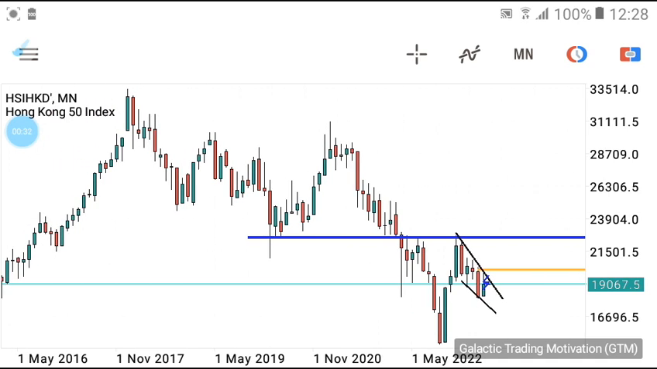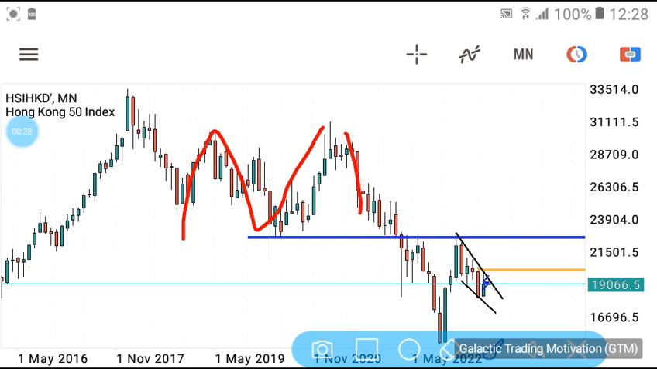And just to recap, the last time we spoke about this particular index, we mentioned that we had a huge M structure over here, which had a neckline at that point, and we saw price breaking to the bottom side of that neckline, heading back up to the neckline to give it a test. And at that level is where we should have looked for those potential selling opportunities.